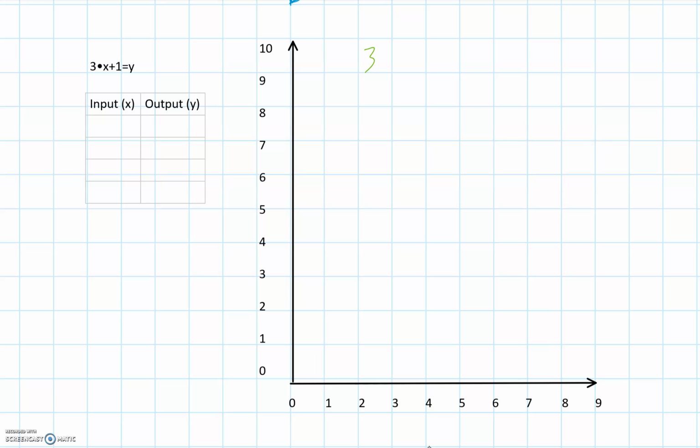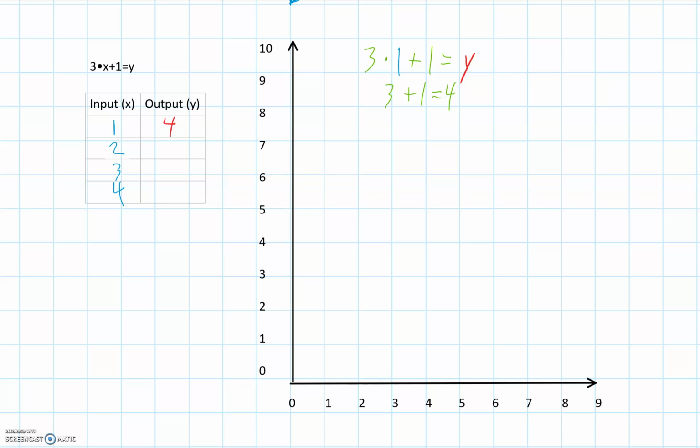So 3 times by, and we have to just pick a bunch of inputs. Like I said, I like to choose 1, 2, 3, 4. You can choose other ones if you'd like, but remember it has to stay on the graph, so that's why I choose 1, 2, 3, 4. They're more likely to stay on the graph. So 3 times 1 plus 1 equals y. 3 times 1 is 3, plus 1 equals 4. So y is 4 in this case.